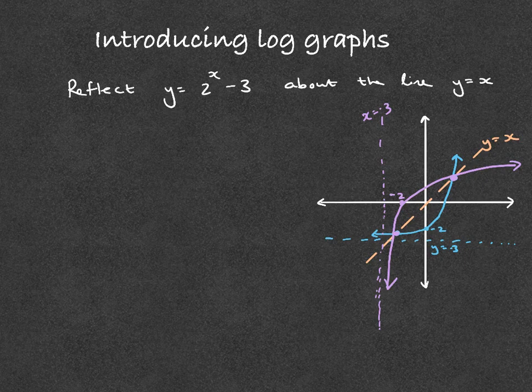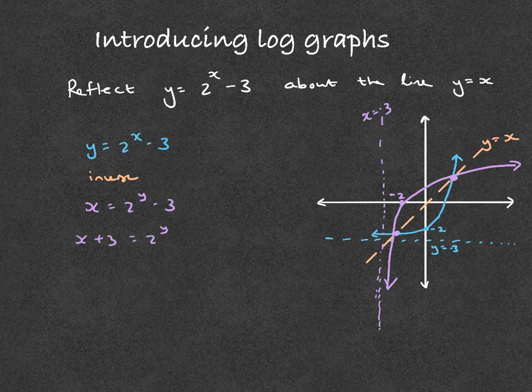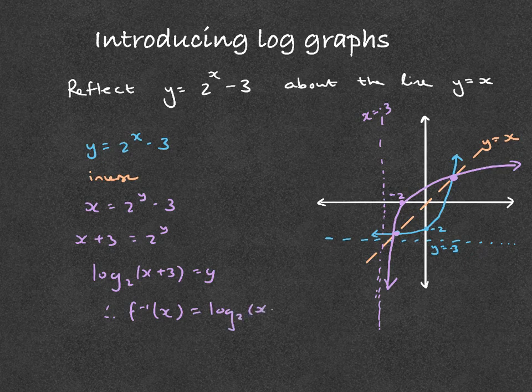So the original graph was y is equal to 2 to the power of x minus 3. Inverse again means swapping x and y. So the inverse would mean x is equal to 2 to the power of y minus 3. So that means x plus 3 is equal to 2 to the power of y. So that means log base 2 of x plus 3 is equal to y. Therefore, the equation of the inverse is log base 2 of x plus 3.